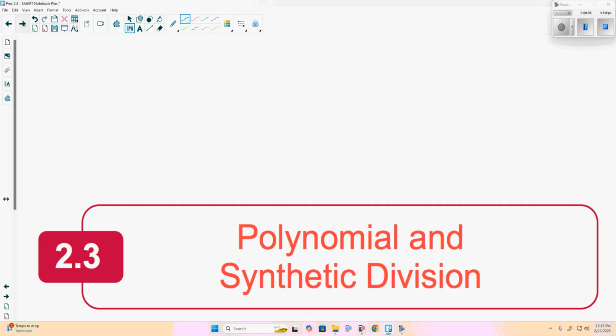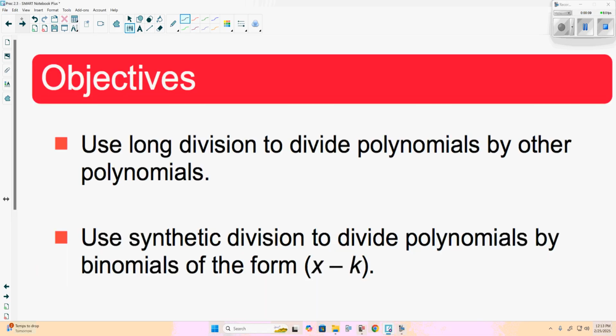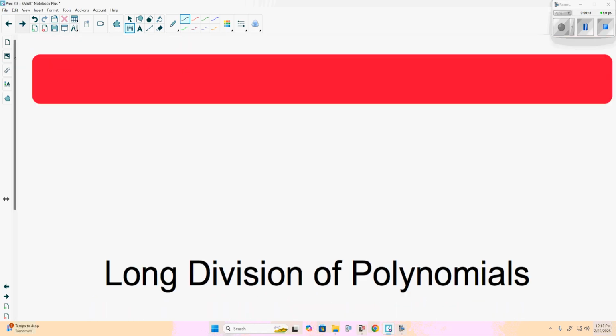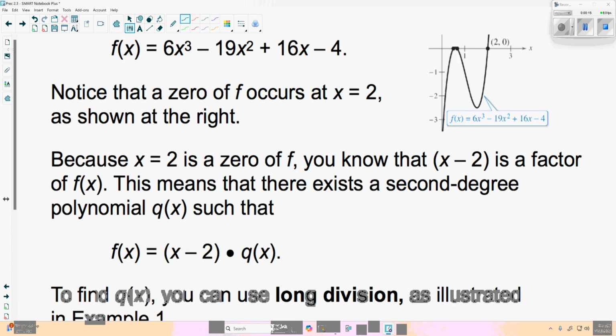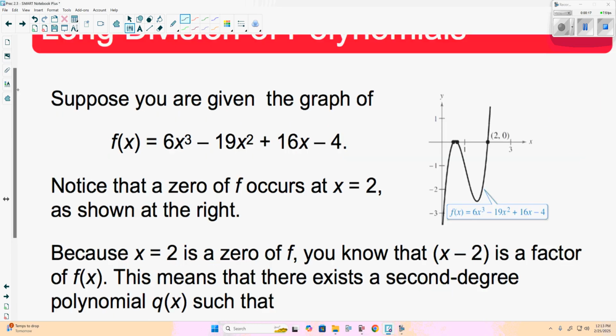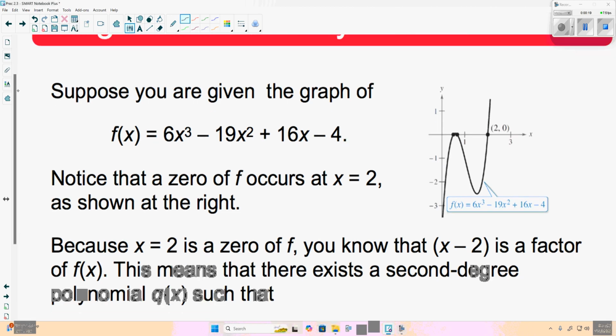What we're talking about today is polynomial division, synthetic and long division. Now, this isn't anything new. We've done this before. We did this in Algebra 2. And what we're going to start off and talk about first is long division, dividing two functions with long division.